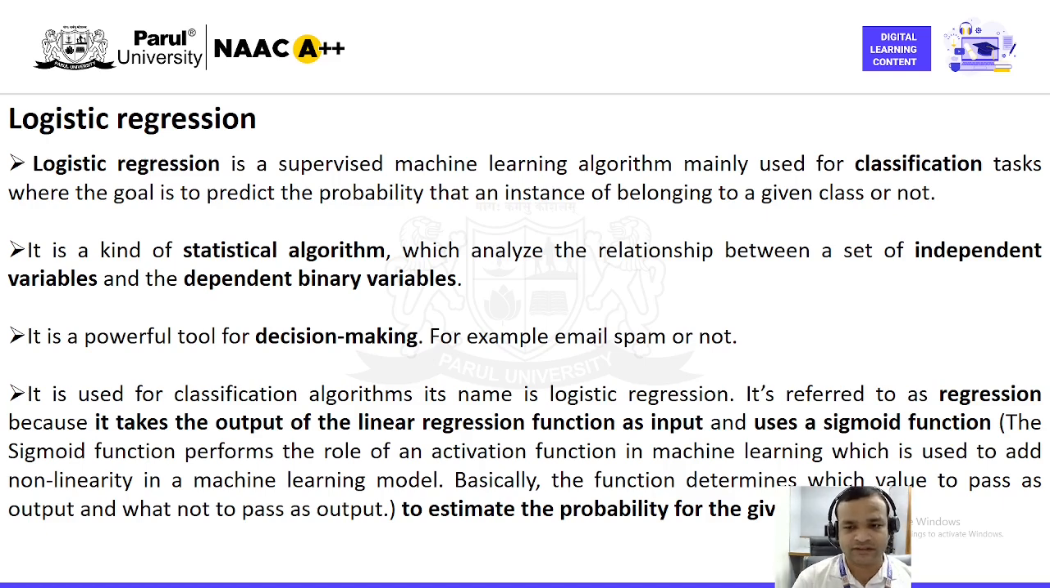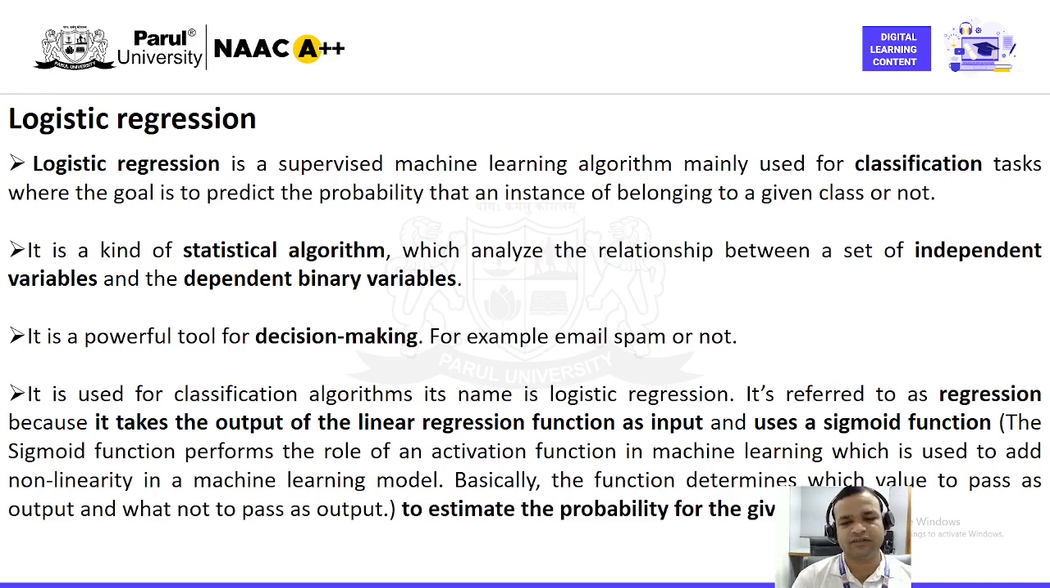Okay, so what is this sigmoid function? The sigmoid function performs the role of the activation function in machine learning, which is used to add non-linearity in the machine learning model. Because we are working on classification, but you have the input from the linear regression function output, a real, continuous value, as input and use the sigmoid function. Why do we use this? Because we want to add some non-linearity in this machine learning model.